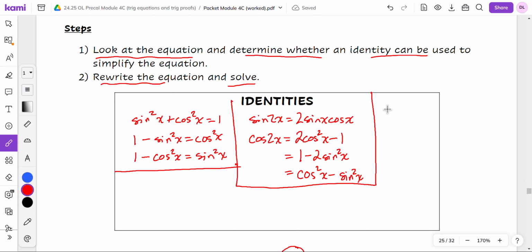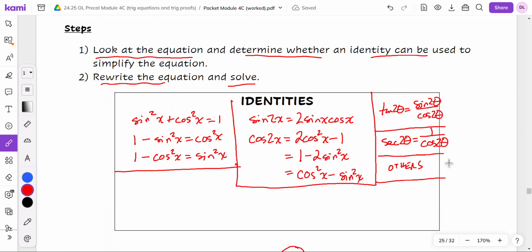If we have other identities, tangent of 2 theta, we can think of as sine of 2 theta divided by cosine of 2 theta. That's going to be useful more often than not. We also have our reciprocal identities. As an example, secant of 2 theta is 1 over the cosine of 2 theta. And we do have others. And then, of course, our sum and difference formulas.